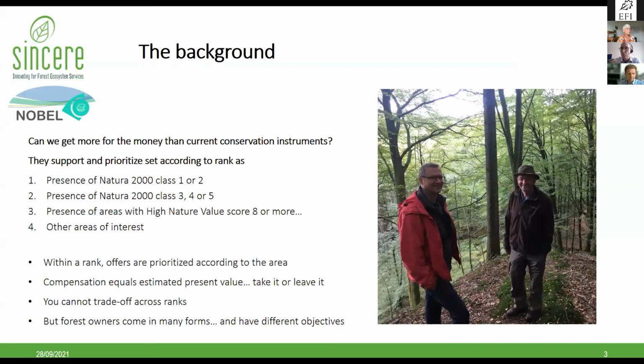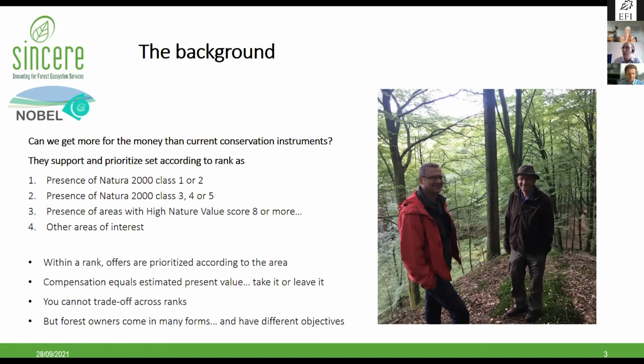That scheme is constructed in a ranked system where areas that the forest owners offer are ranked according to the quality of the nature area, according to the Natura 2000 class or the presence of high nature values. There are some features here that are a little bit unfortunate. One is that within a rank, even if offers are prioritized according to the area, we're not able to perform trade-offs among areas across ranks. They have to pick everything from the top rank before they go to the next rank.